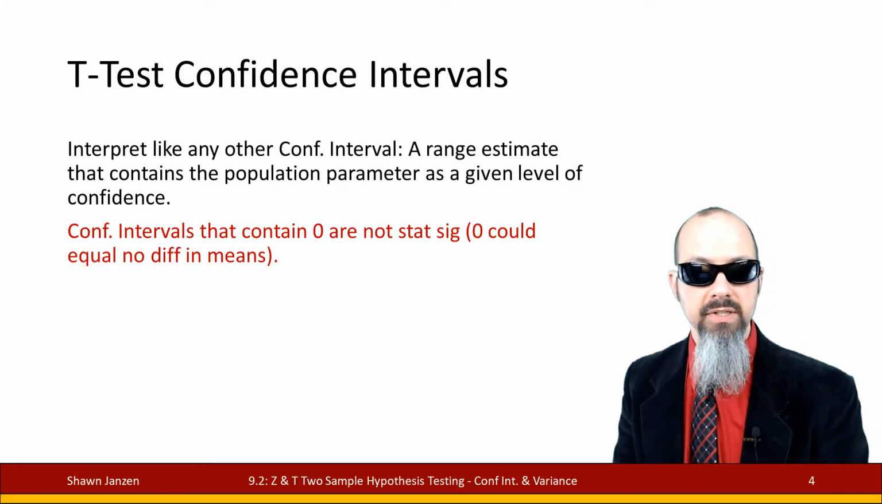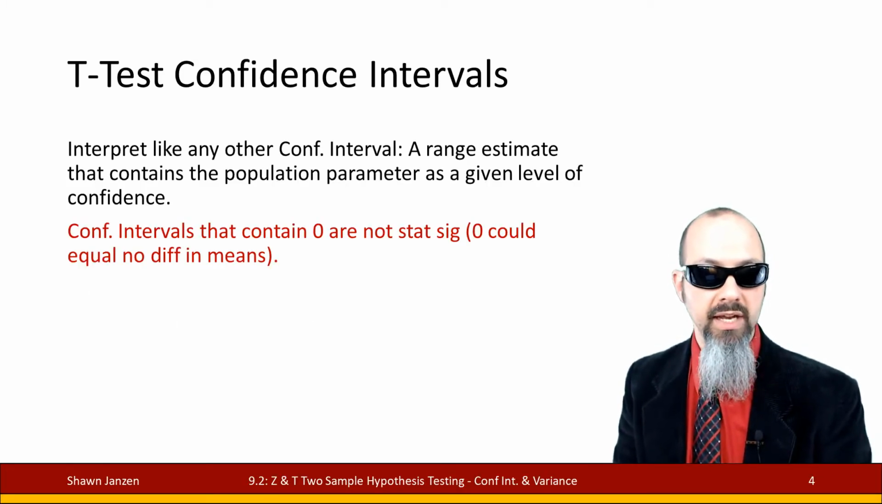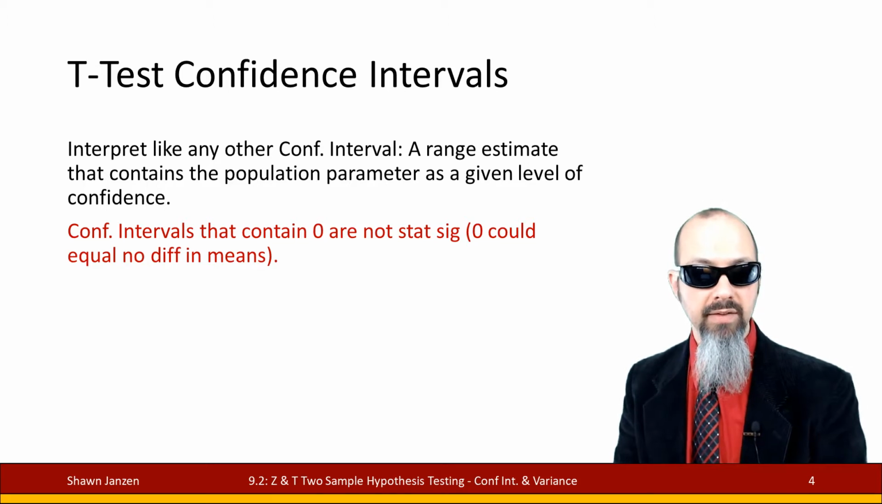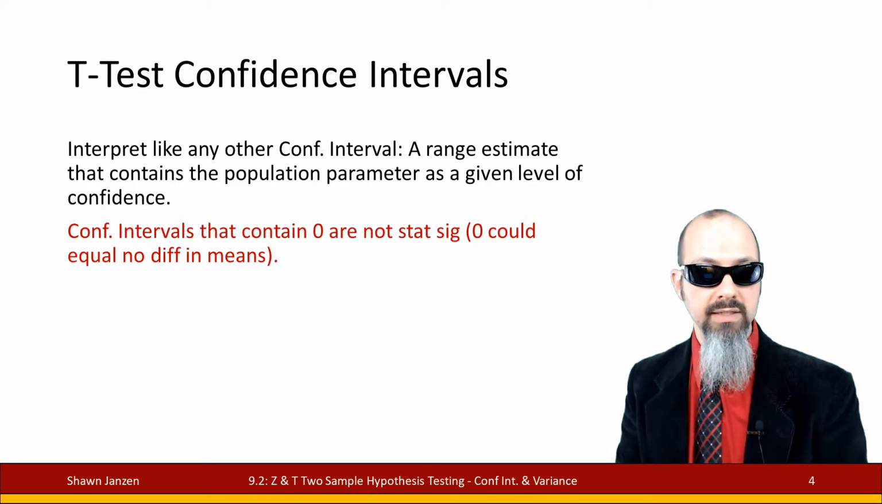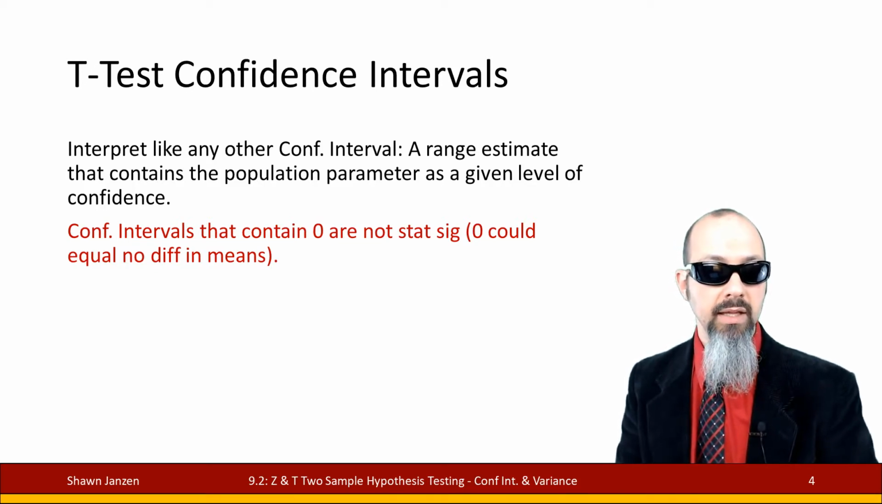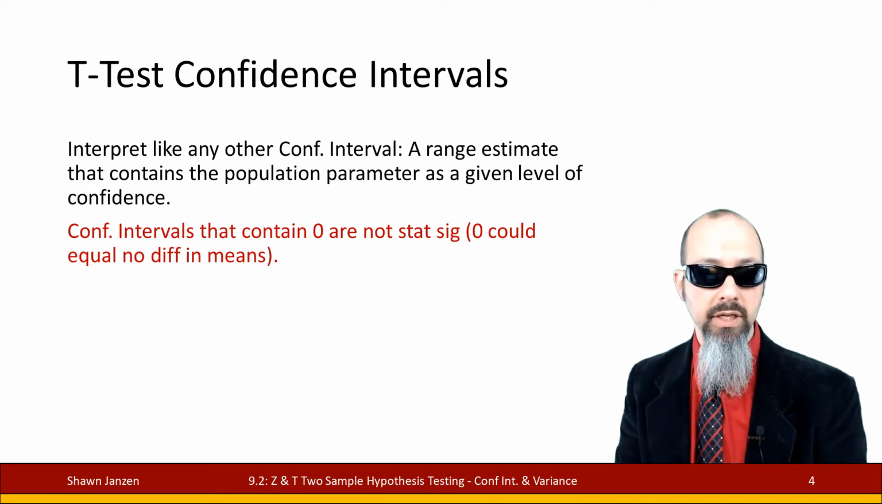Now the T confidence interval, we work with it just like any other confidence interval, and the idea is that it is some range of estimates that contains a population parameter at a given level of confidence. Keep in mind, any confidence interval that could contain a value of 0 is not statistically significant, meaning that potentially there's no difference in the means of what you're looking at.